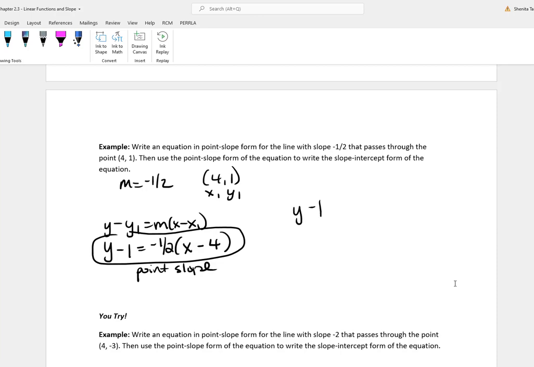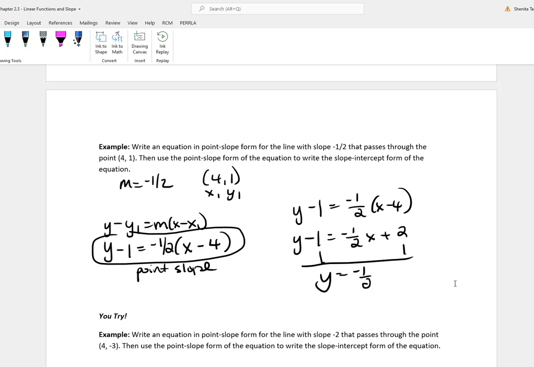So now we're going to go ahead and solve for y. We're going to multiply out this right half. A negative half of 4 is 2, and this is going to be a positive 2. Negative half of -4 is a positive 2. You can multiply that out on your own. We're going to add 1 to both sides. I get y is equal to -1/2 x plus 3. This is slope intercept.